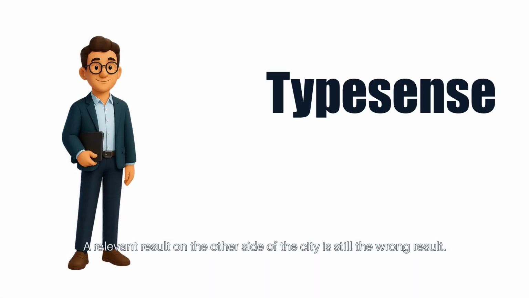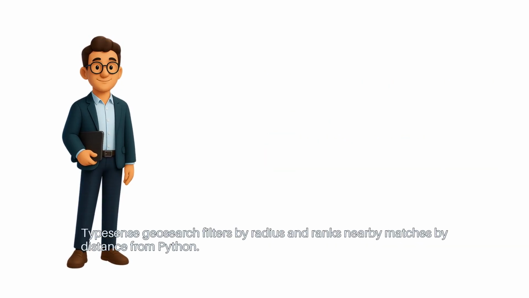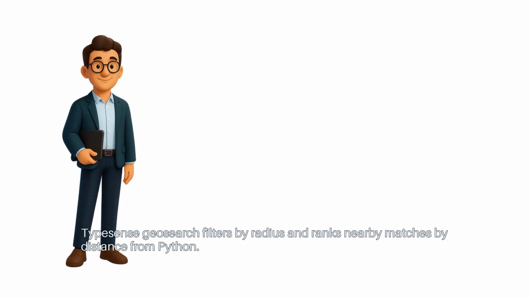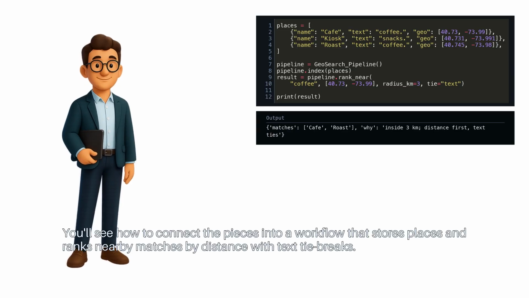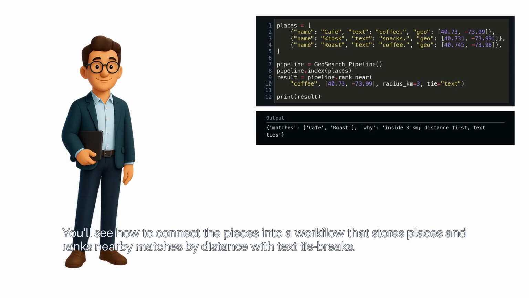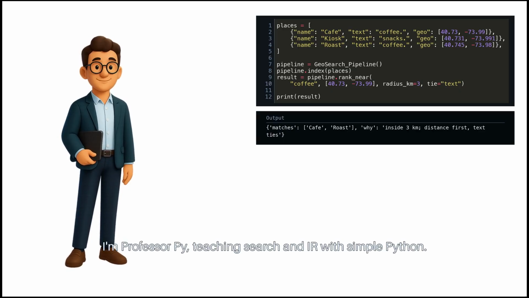A relevant result on the other side of the city is still the wrong result. Typesense Geosearch filters by radius and ranks nearby matches by distance from Python. You'll see how to connect the pieces into a workflow that stores places and ranks nearby matches by distance with text tie breaks. I'm Professor Pi, teaching search and IR with simple Python.